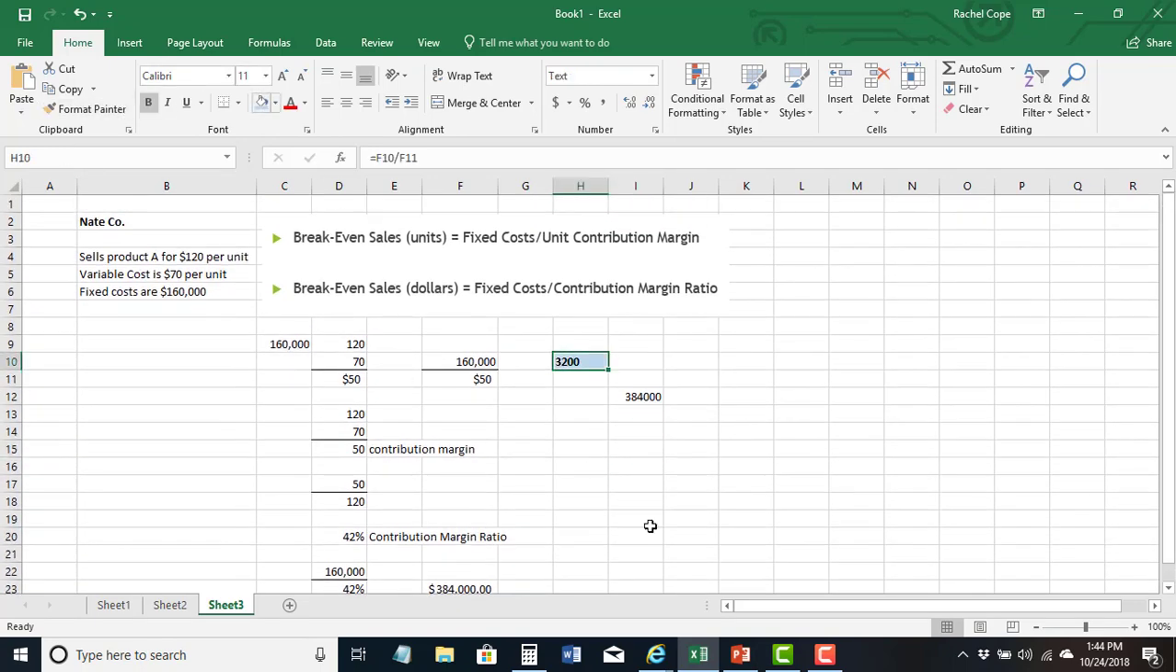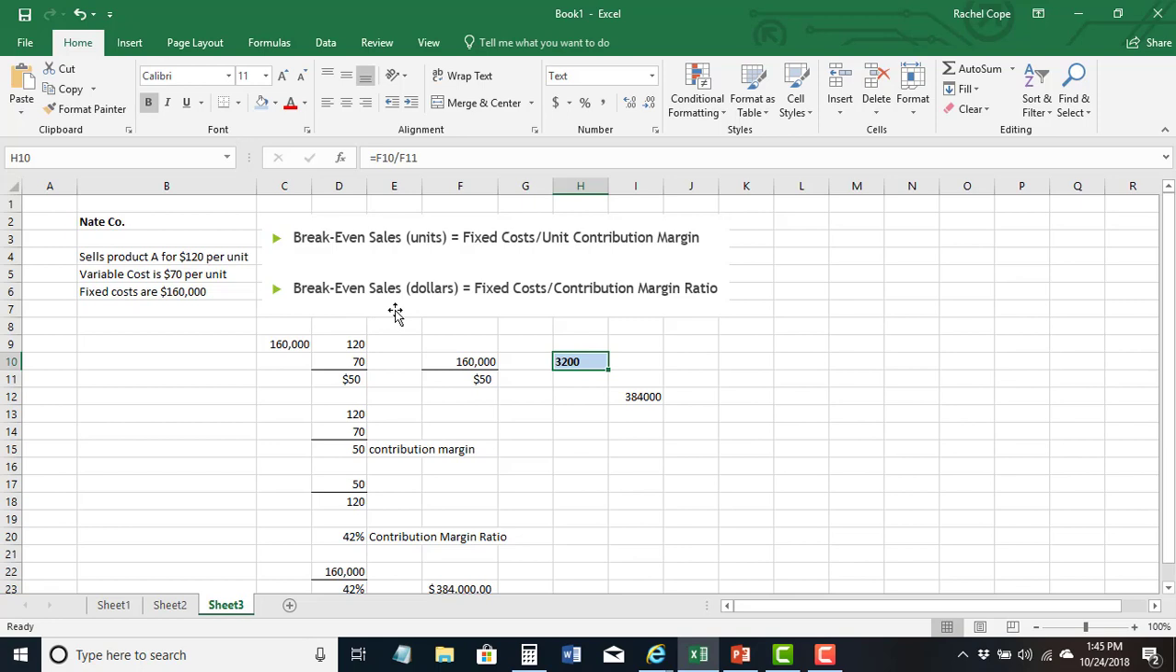We came up with having to sell 3,200 units. That was our break-even sales in units, where we took our fixed costs, which are $160,000, and divided by our unit contribution margin, which was sales price minus variable costs, giving us a contribution margin per unit of $50. So fixed cost of $160,000 divided by unit contribution margin of 50 said that we had to sell 3,200 units to cover our variable costs and our fixed costs.